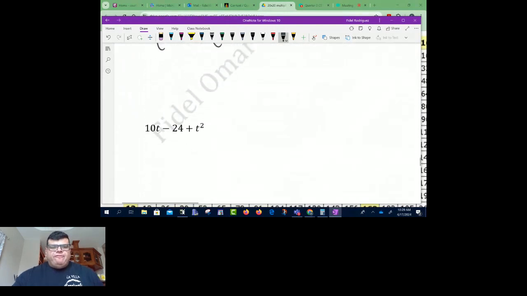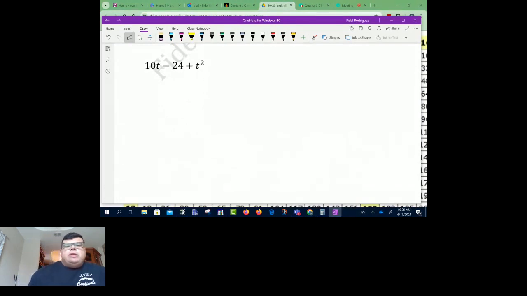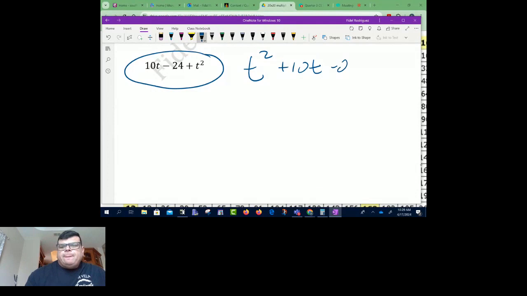Okay, so for this next problem, I'm going to rewrite the problem. I'm going to put a t squared coming first, and then a plus 10t, and then a minus 24. I want to put it in order. Now, remember, the number here is a 1, right? So I'm going to go 1 times negative 24. Yeah, it's a negative 24.